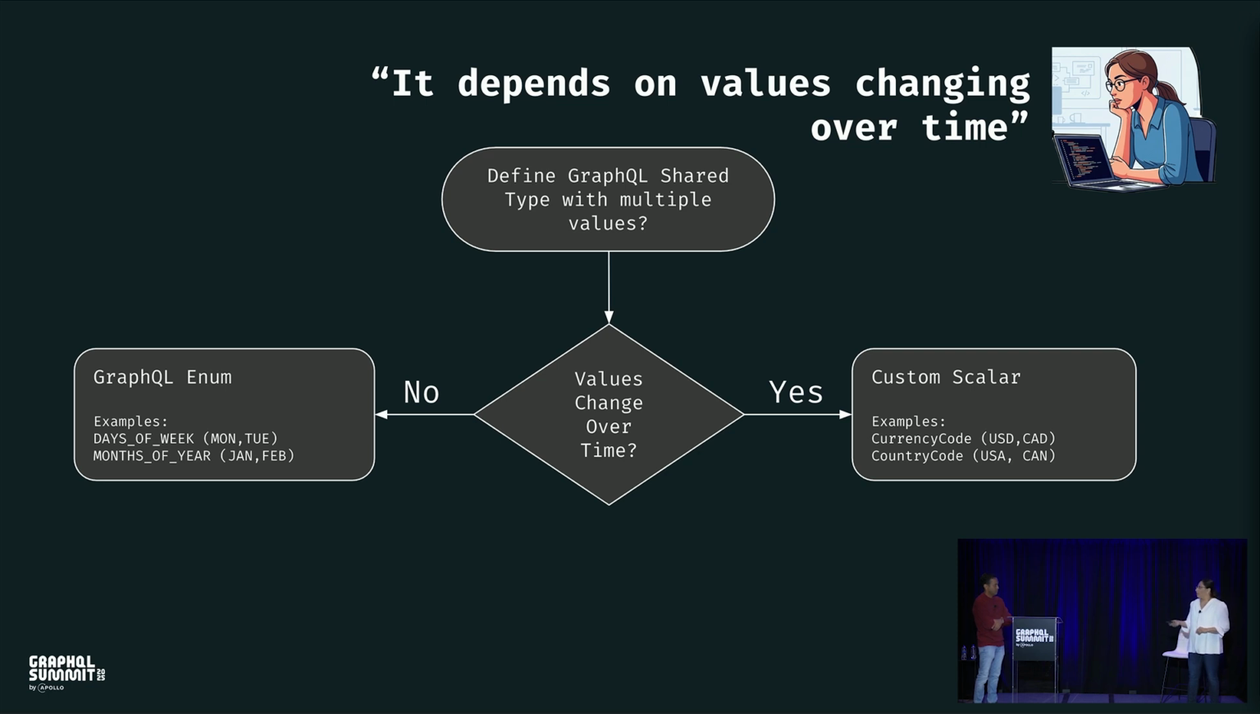Some examples are currency codes, like we discussed, country codes, and language codes that you anticipate will get added in future or removed. So this is specific for the shared type specifically? That's right. Okay. Only for shared types, you decide based on the values. Okay.